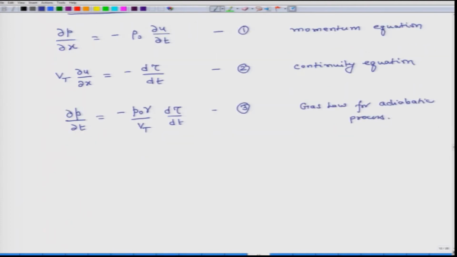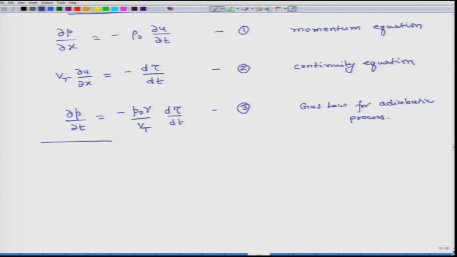What you see especially in the momentum equation is that on the left hand side is the partial derivative of pressure with respect to x. So, essentially this is the gradient of pressure. This equation says that if the pressure changes in a fluid, then because of that change the fluid will experience acceleration, which is del u over del t, multiplied by rho naught, because that is the change in momentum. Now we are going to synthesize these 3 equations and come up with the final 1D equation.